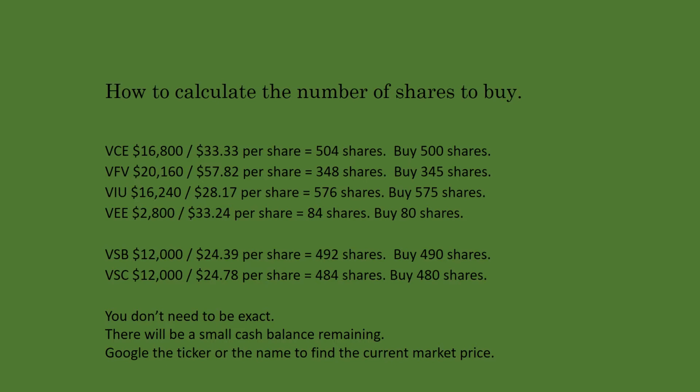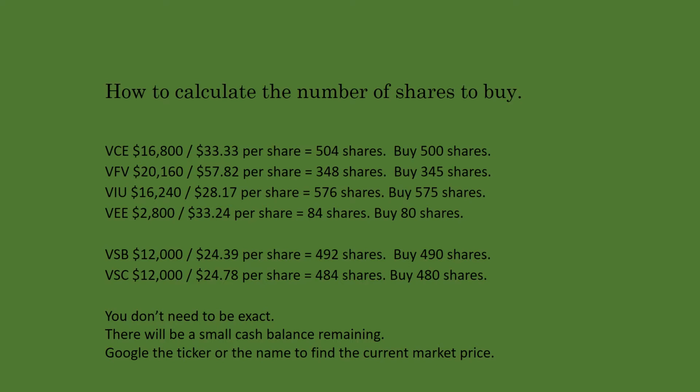Now, we look up the current prices for the products and determine how many shares to buy. VCE is trading at $33.33 Canadian per share, so $16,800 divided by 33.33 equals 504 shares. Round down to 500 shares and you buy 500 shares of VCE. VFV is trading at $57.82 per share, so $20,160 divided by 57.82 equals 348 shares. Round down to 345 shares and buy them.